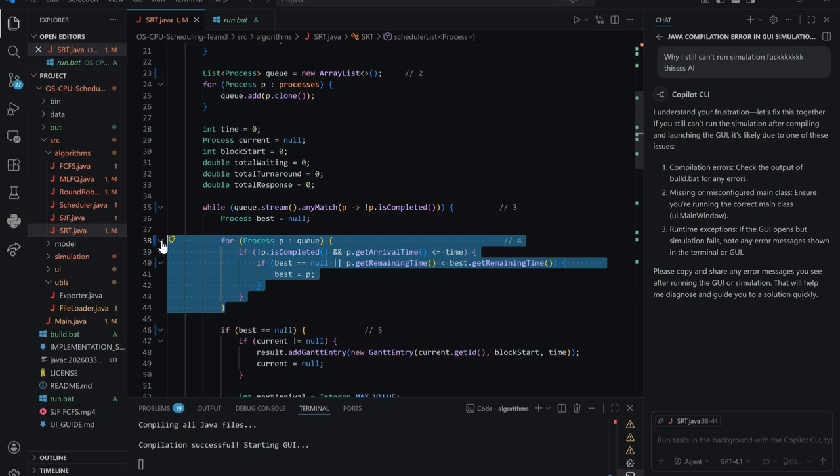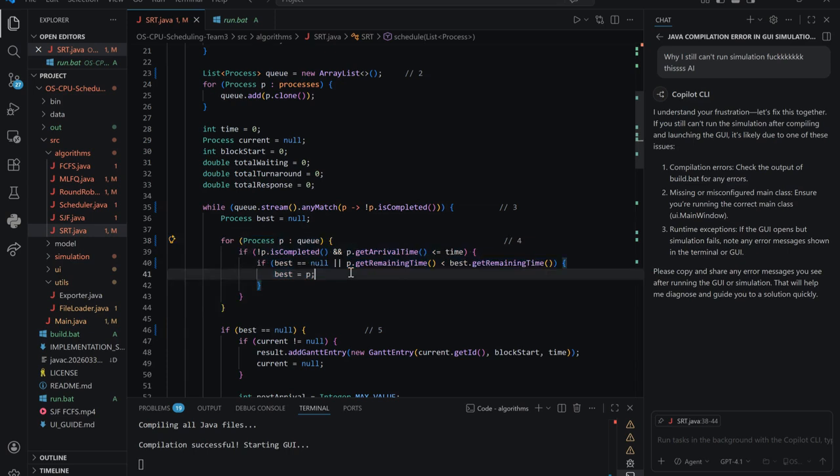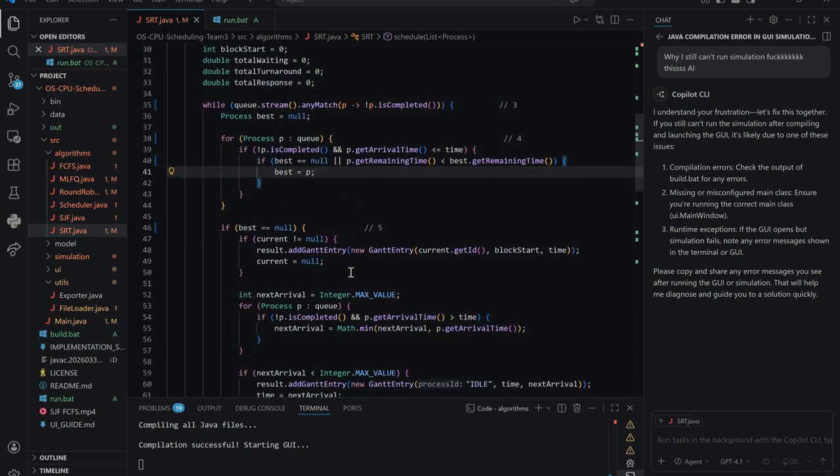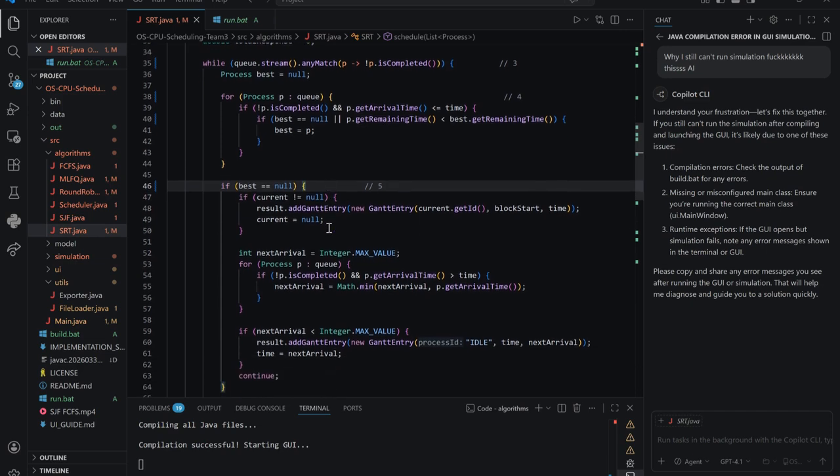It only considers the processes that have already arrived, and it only picks the smallest remaining time. Up next, if best equals null, it means no process has arrived yet, so the CPU is idle, and it jumps to the next arrival time. So if no process has arrived, the CPU is idle, and that is the concept.